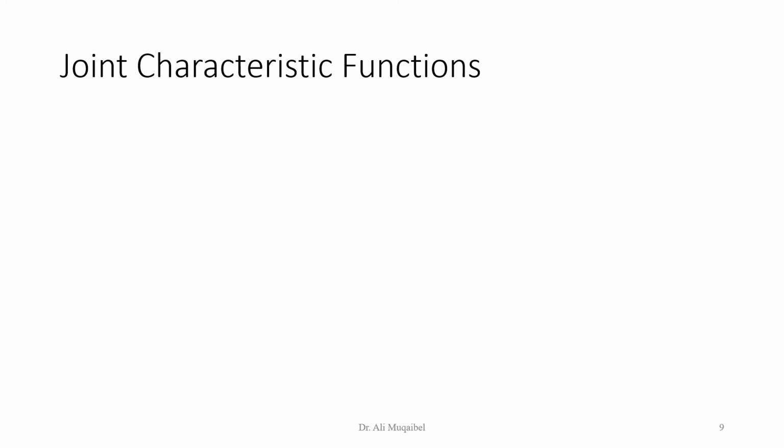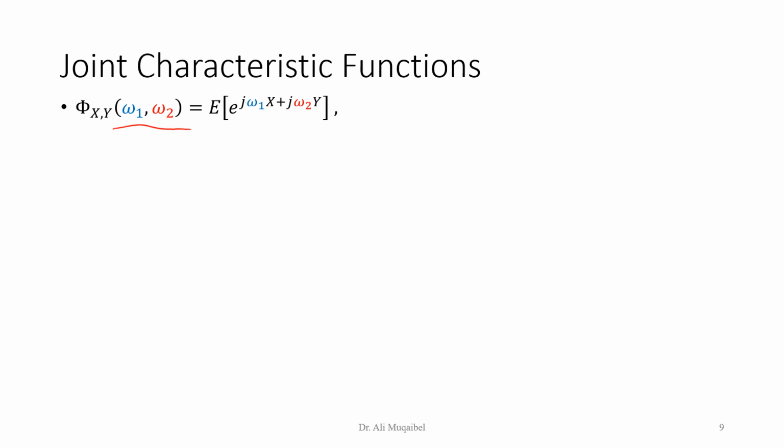Now, since we looked at the joint relation, joint expectation, let's look also at the joint characteristic functions. Just like we define the characteristic function for a single random variable, we can define the joint characteristic function. It's just a generalization. It will look a bit bigger in terms of expressions. So phi, which is the characteristic function, is now a function of two variables. It's not just omega. We have omega 1 and omega 2.